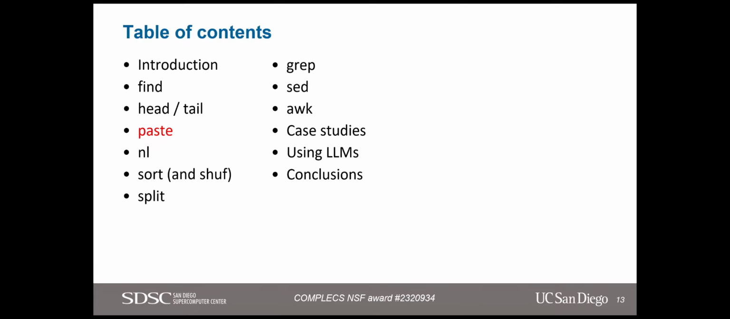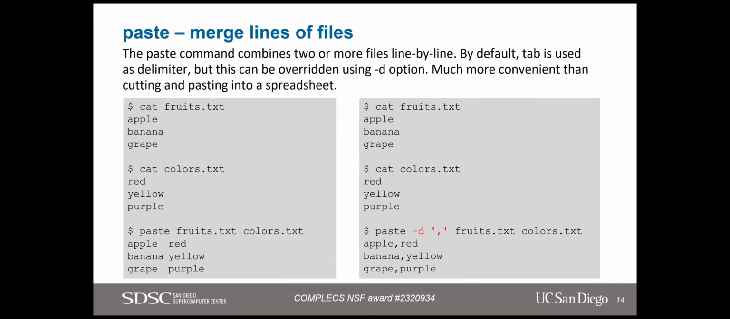The next tool I'm going to talk about is paste. The paste command merges lines from multiple files in a side-by-side fashion. There are other tools that merge files together. Cat will stack them vertically, whereas, I'm sorry, paste is going to merge them horizontally, and it'll join those corresponding lines with the delimiter.